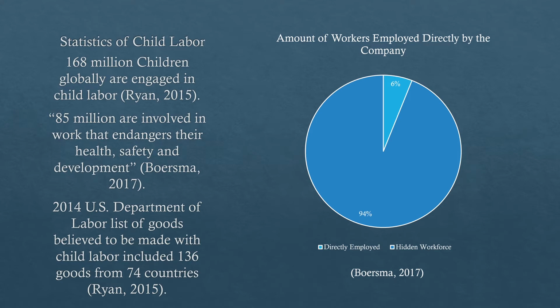This slide talks about work that endangers their health, safety, and development, and that's considered hazardous labor, and it's most common for boys, and domestic labor is one of the most common types of child labor for girls. Human trafficking has risen in recent years, and it's largely contributed to the amount of child labor.